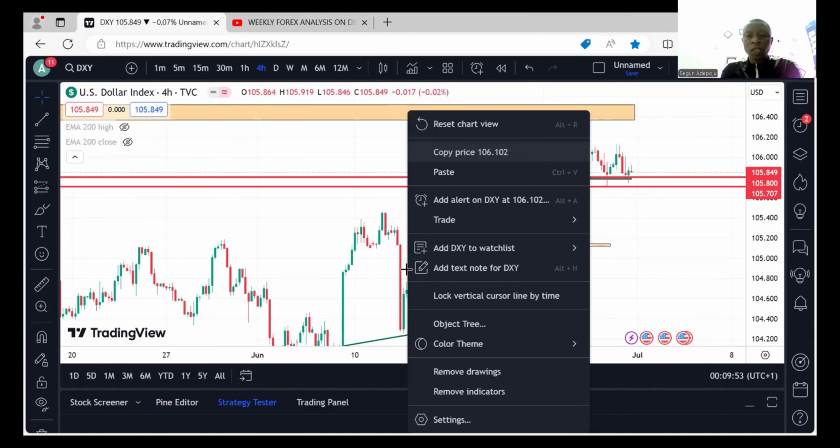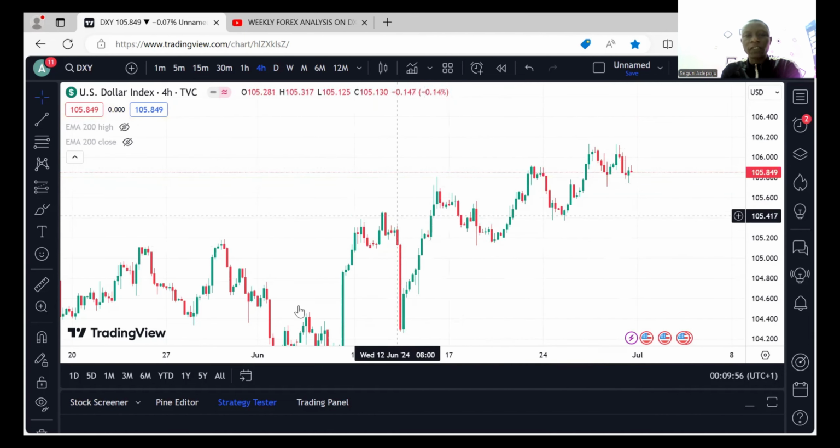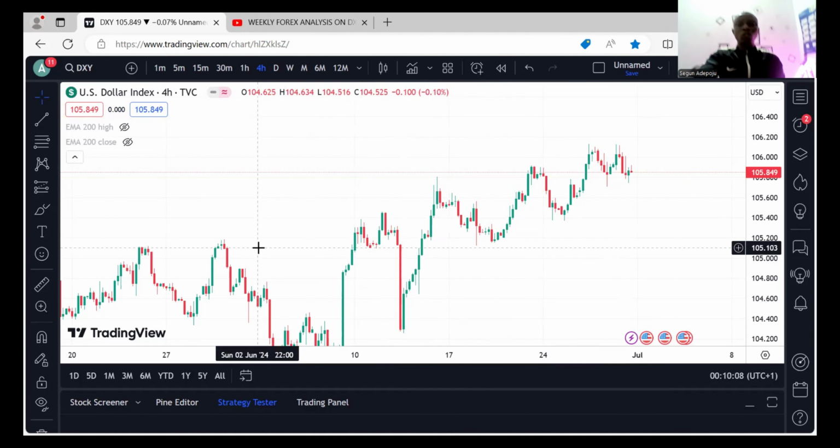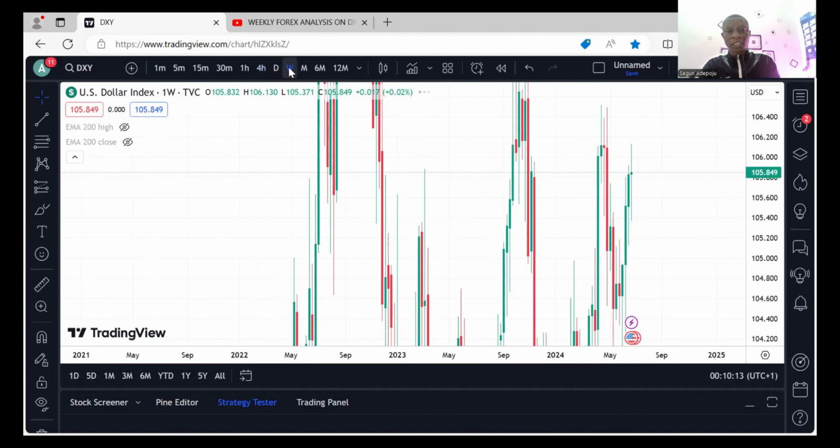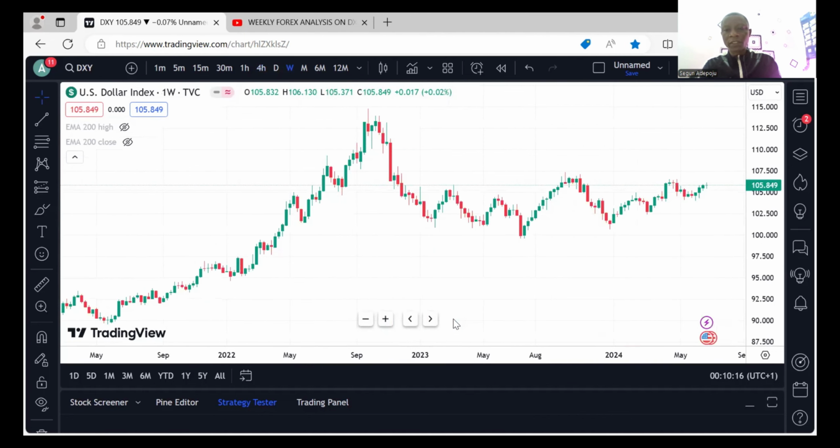So let's go. We're going to identify support and resistance on the higher time frame. Like I normally say, anytime you want to trade, always analyze the market on the higher time frame, which is top-down analysis, and come back to the lower time frame to execute. So let's start from the weekly and see what the weekly time frame is saying.